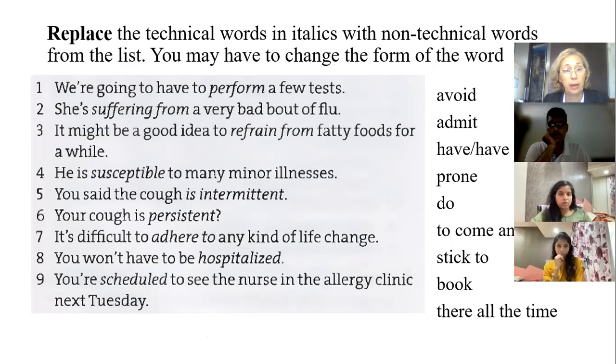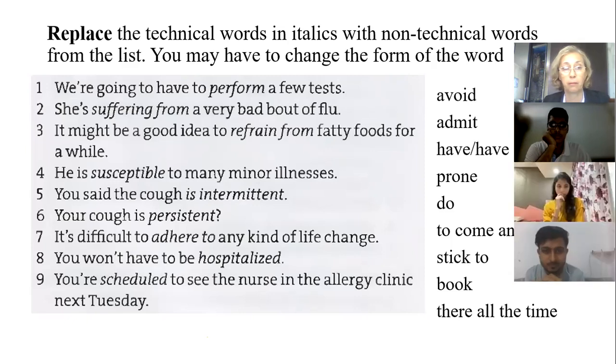Okay. And so number 6 is for Aman. Ma'am, your cough is there all the time. Yes, you're right. Okay. And the next is for Apeksha. It's difficult to adhere to any kind of life changes. It's difficult to adjust to any kind of life changes.